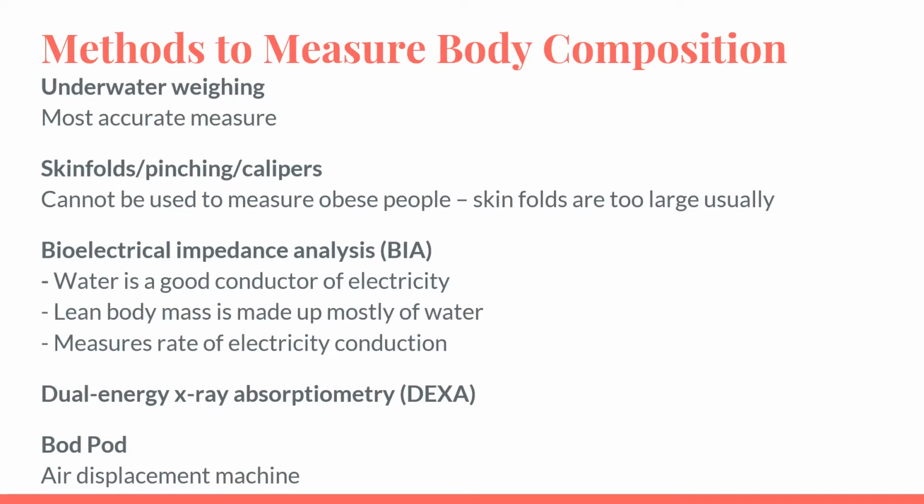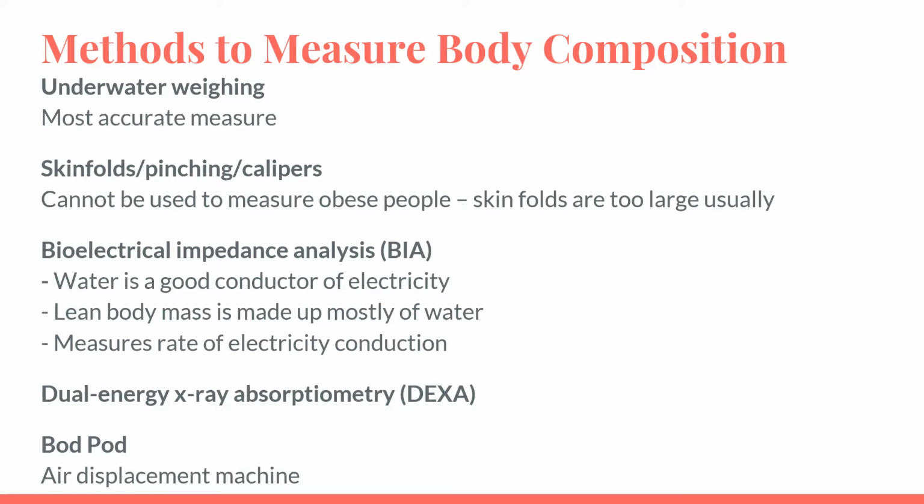So the two most inexpensive and most accessible ways to measure body composition are skin fold calipers and bioelectrical impedance analysis. Skin fold calipers, I'll show you a picture on the next slide. It's literally taking a measurement tool and pinching the fat on different parts of the body. Like you might pinch the abdomen, the upper arm, the upper thigh, and then measure the thickness of the fat. That's using the skin fold measurement.